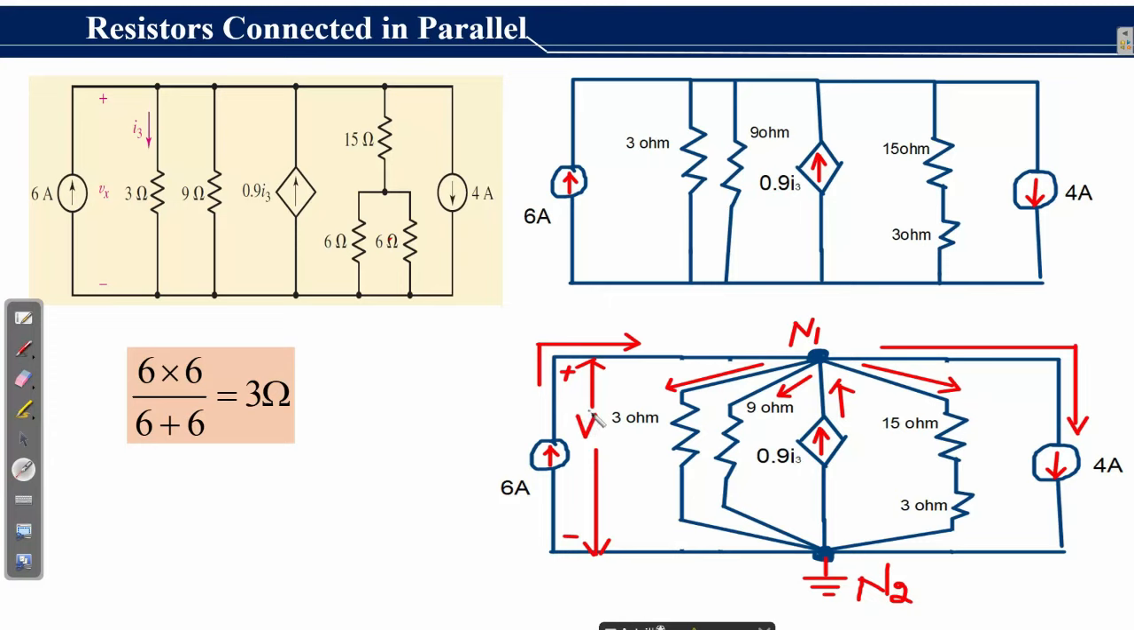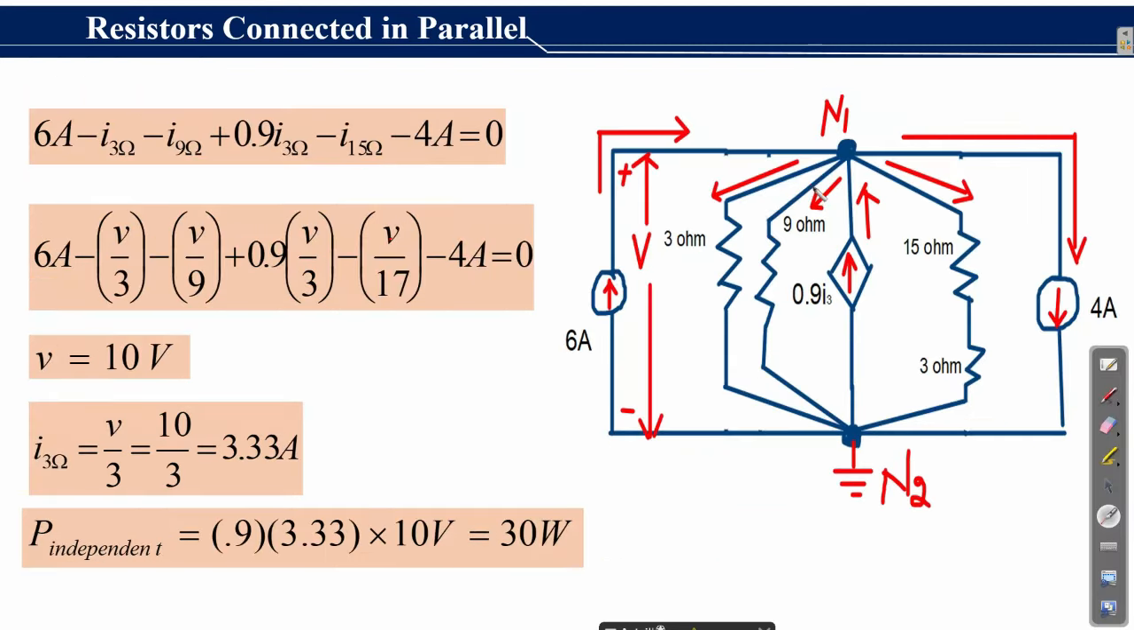Well, you can see that I have identified the voltage V with polarity plus and minus, and it is clear that if we have a single node pair circuit, then there will be the same voltage V across all the circuit elements. We apply Kirchhoff current law at node N1 and find the node voltage V. The Kirchhoff current law expression is: 6 ampere minus I3 ohm minus I9 ohm plus 0.9 I3 ohm minus I15 ohm minus 4 ampere is equal to 0.